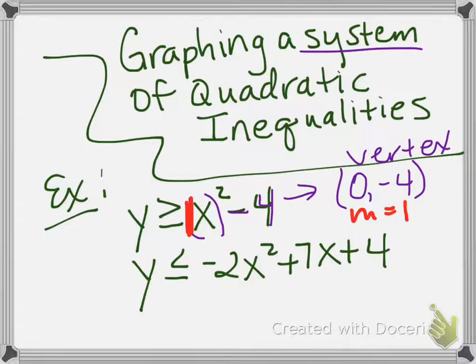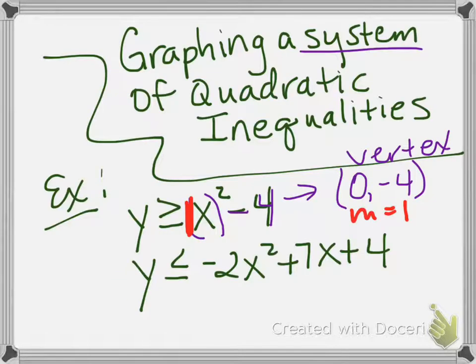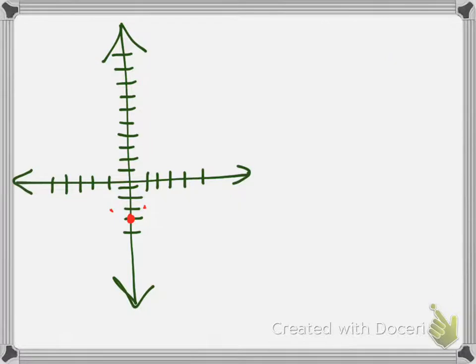So I'm going to switch to the next page, and then we'll just come back to do the next one. So we're going to start at 0, negative 4. And our slope's going to be 1, so I'm going to go up 1, right 1, right there. And then I'm going to mirror it on the other side, right there. Now, I'm going to go back and look at this. I'm going to shade above because this is greater than, and it's going to be solid. So let's make this a solid graph.